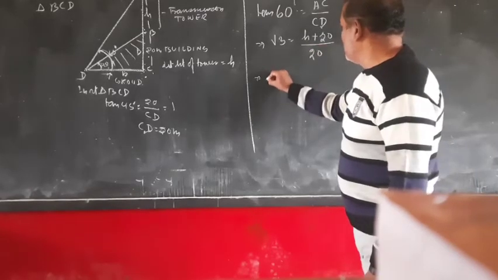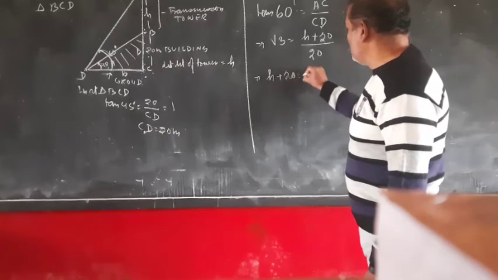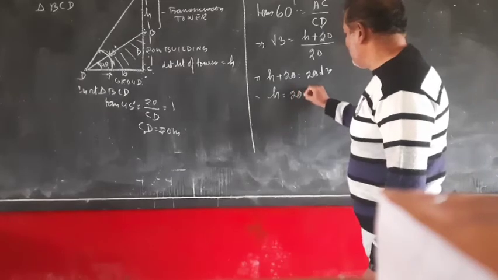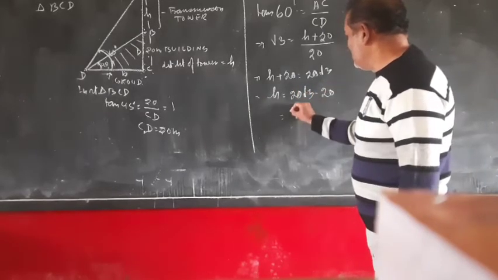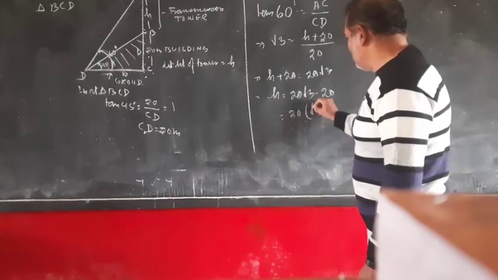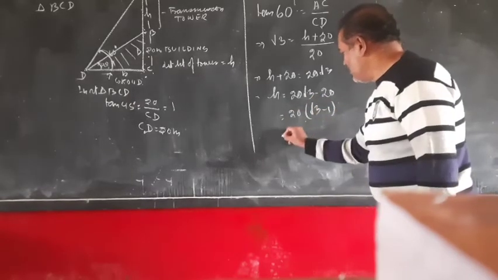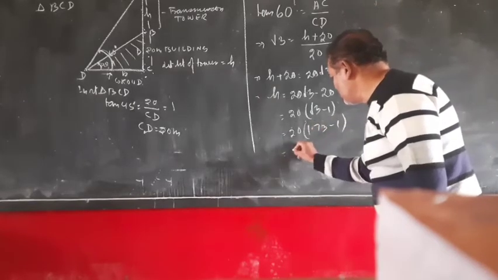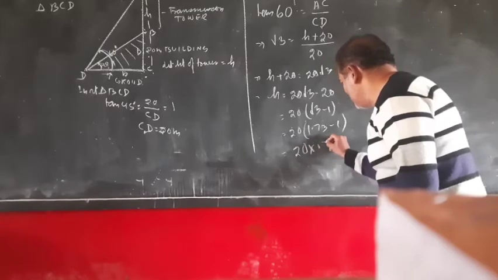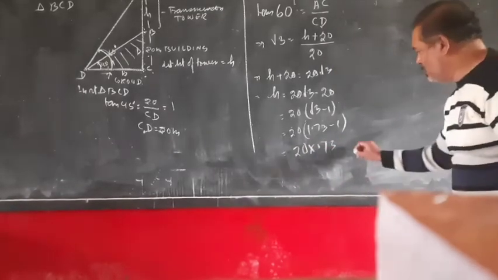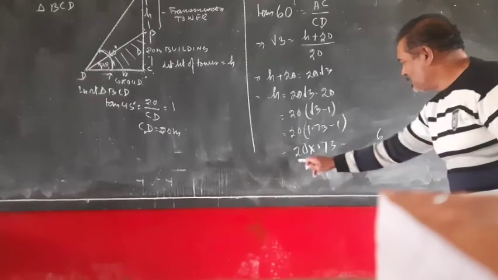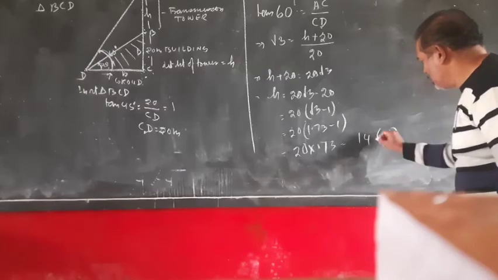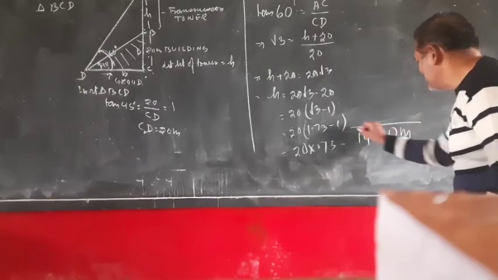Do the cross multiplication. h plus 20 is equal to 20 root 3. So h is equal to 20 root 3 minus 20. Take 20 as common: 20 into root 3 minus 1. That is equal to 20 into 1.73 minus 1, that is equal to 20 into 0.73 meter, which is 14.6 meter.